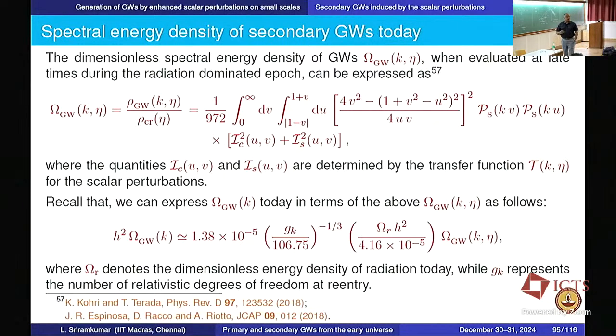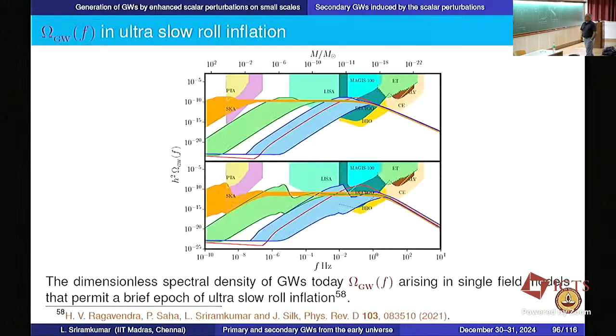So now you take a power spectrum, like in the case of ultra-slow-roll inflation that I had shown earlier. I thought I had drawn it here. And you plug in this expression and calculate this quantity, and plug in this to arrive at the spectrum of secondary gravitational waves. That is all there is to it. And this is the spectrum of secondary gravitational waves.